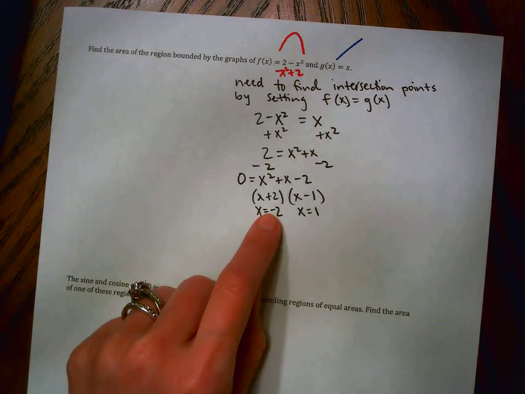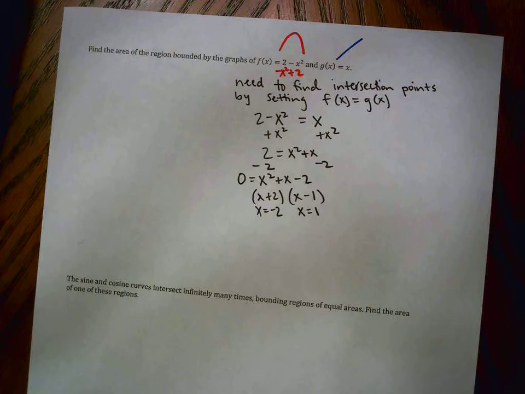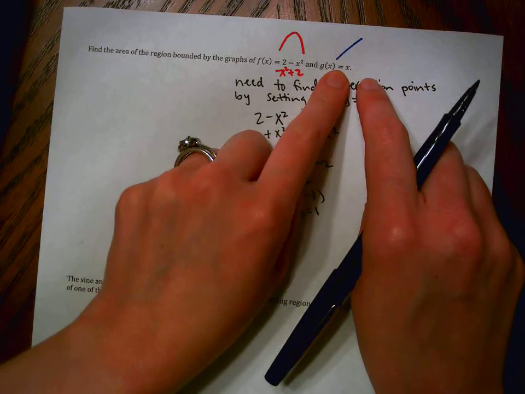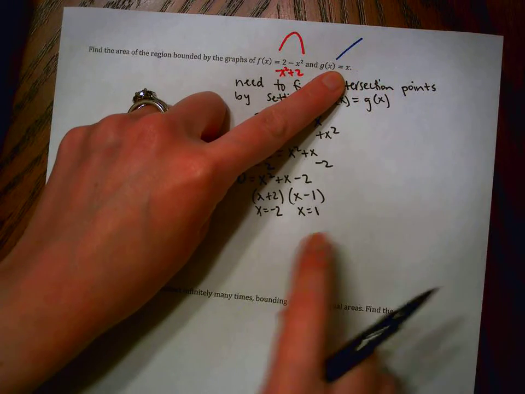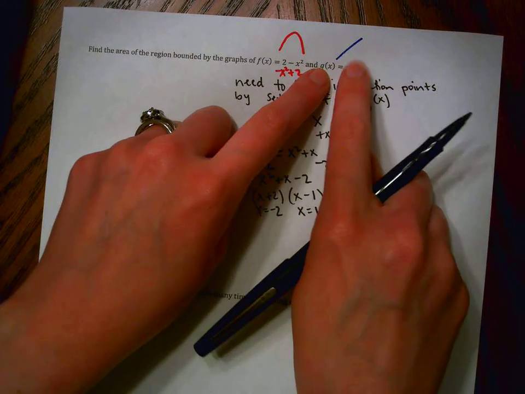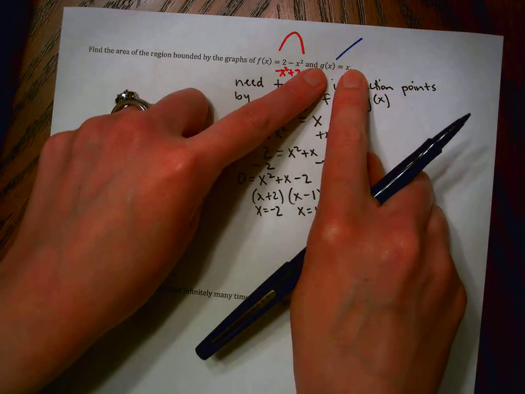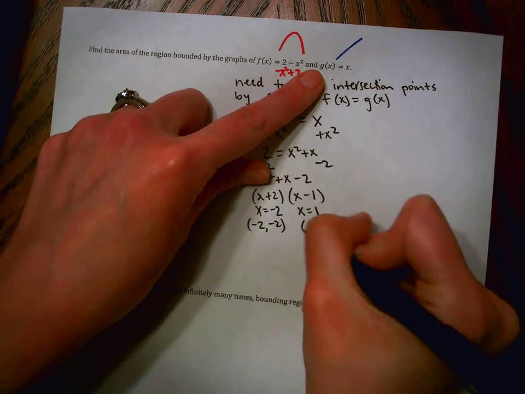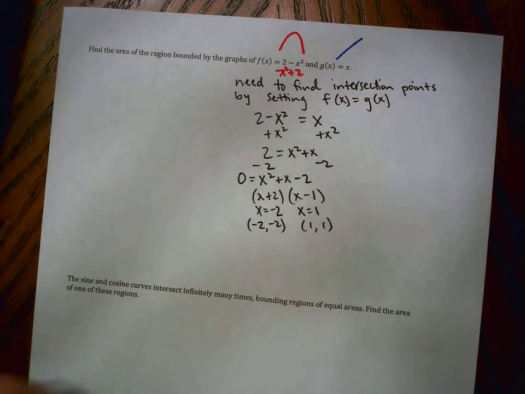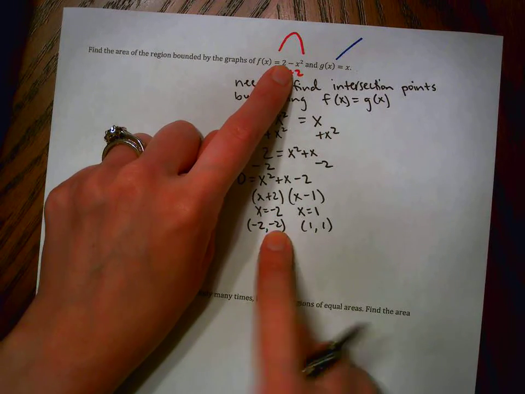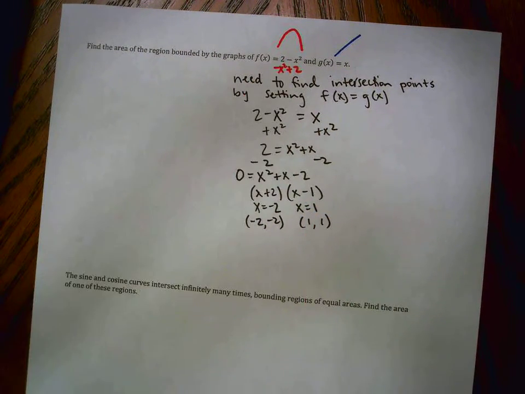You could go ahead and find the actual points if you wanted to. You don't necessarily have to, but let's go ahead and do it. So I'd pick my easier function, which is this one definitely, and find my y value, right? My y just equals my x for this function. So then I know they're going to intersect at the points negative 2, negative 2, and 1, 1. If you check it in here, if you plug in negative 2, you should get negative 2, and if you plug in 1, you should get 1.